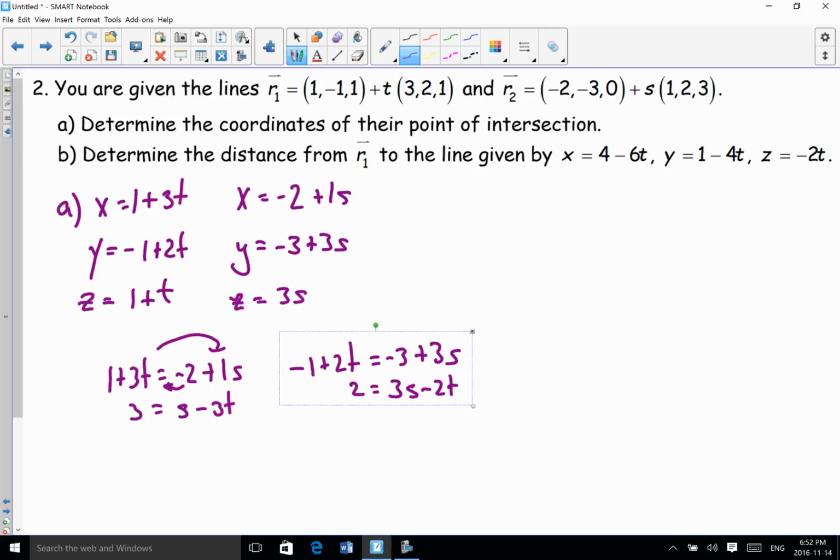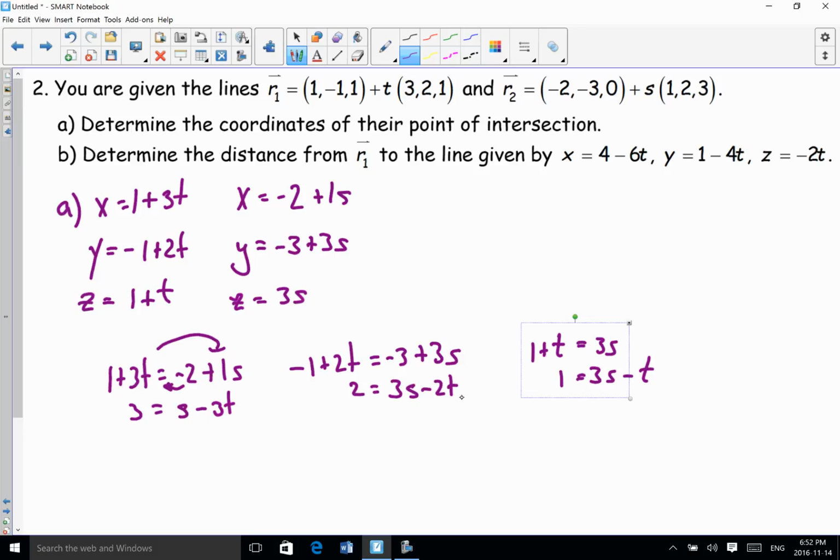And if you wanted to, you could do the same thing as the z's. And so 1 is 3s minus t. So you have a choice here. You got to pick one set of equations, solve them, and then you can use the third as your check.